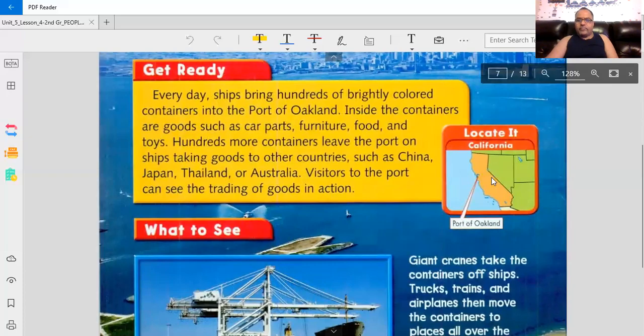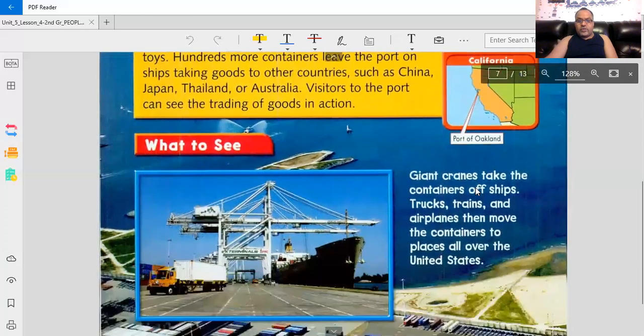Locate California. Port of Oakland is somewhere over here. It's close to San Francisco. For those of you who know San Francisco and don't know Oakland, it's close to San Francisco. What will you see there?